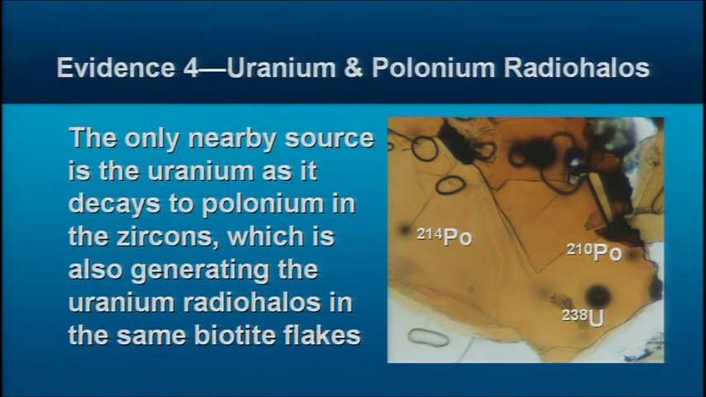Where did the polonium come from to produce these radiohalos? It's not in the biotite. The actual closest source is the uranium in the zircons, because remember, the uranium is decaying down to polonium as it's producing the uranium radiohalo. That means the polonium had to be scavenged from the zircon crystals as the uranium was decaying and transported to produce independent polonium radiohalos. That means the uranium and polonium radiohalos had to form at the same time. And here's the crux of the matter.